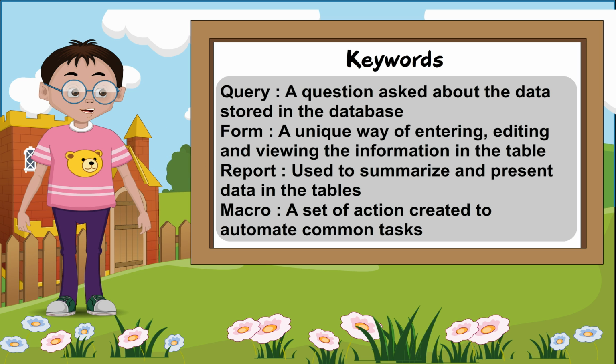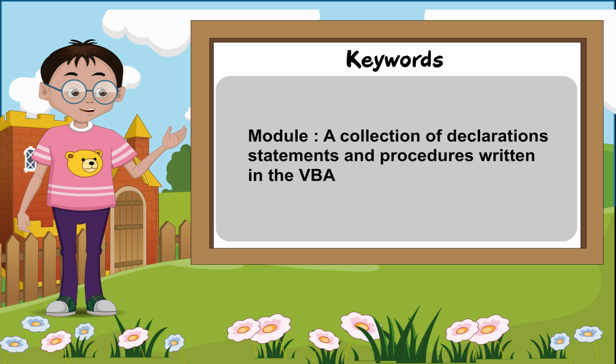Form. A unique way of entering, editing, and viewing the information in the table. Report. Used to summarize and present data in the tables. Macro. A set of actions created to automate common tasks. Module. A collection of declarations, statements, and procedures written in VBA.